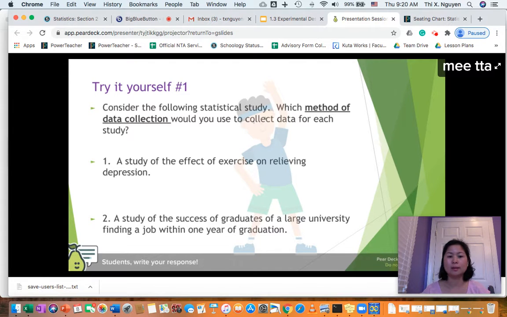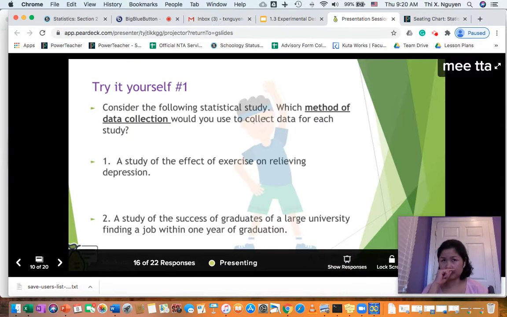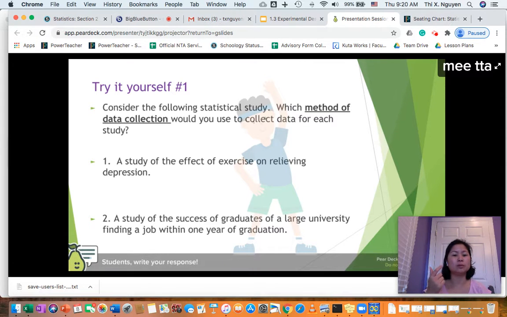So for number one, it is an experiment. You may say it's observation. Okay, I can see that. Though the one thing is that with observation, you tell them what to do and then you observe, but we're asking what is the first thing that you do. So in this case, experiment is the correct answer. Observational, if you put that in the summative, I'll give you some partial credit if you can back up your answer.